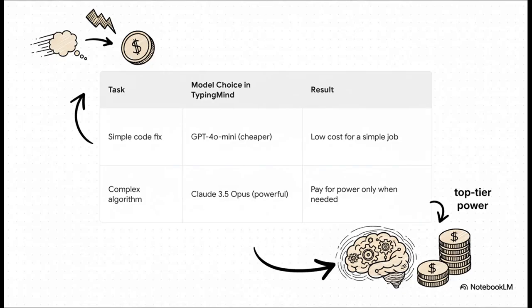And this flexibility is also about being smart with your money. Because you're paying for API usage directly, you can be strategic. Got a simple bug to fix in your code? Just switch over to a cheaper, faster model like GPT-4o Mini, and you'll pay like pennies. But when you need to design a complex algorithm, you can bring out the big guns like Claude 3.5 Opus, paying for that top-tier power only when you really, truly need it.